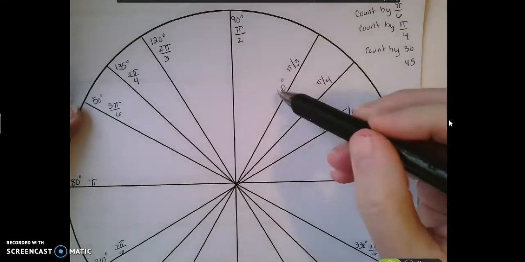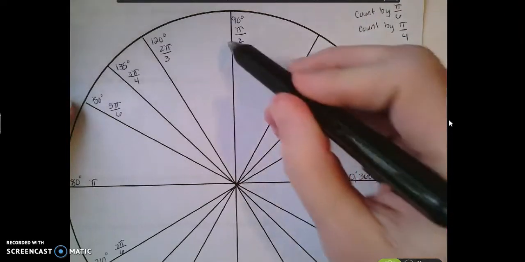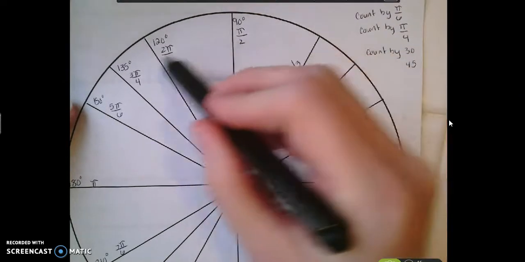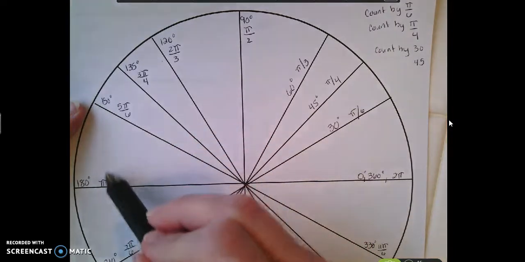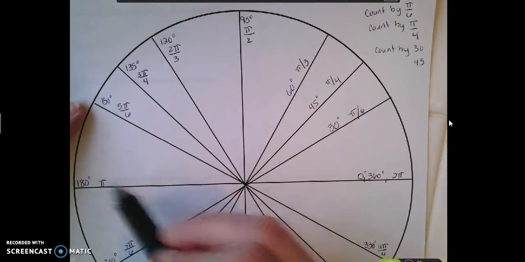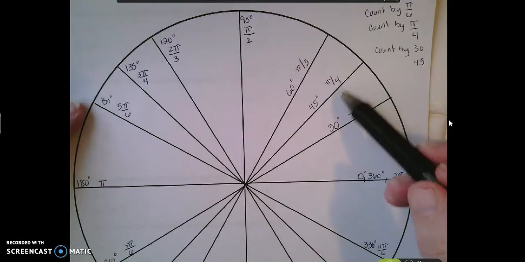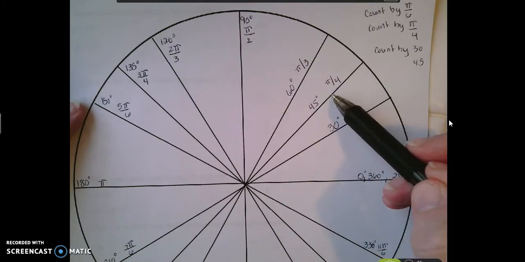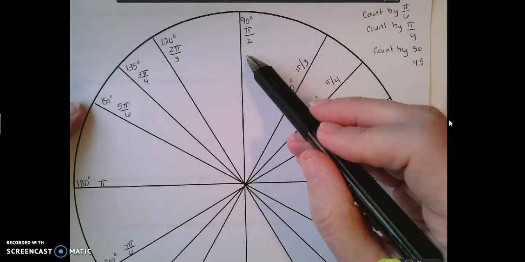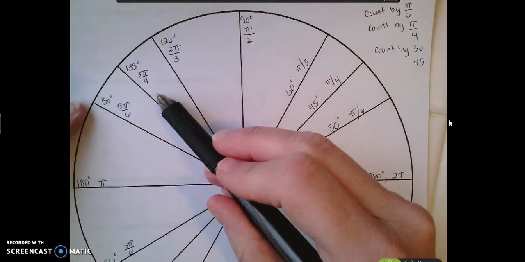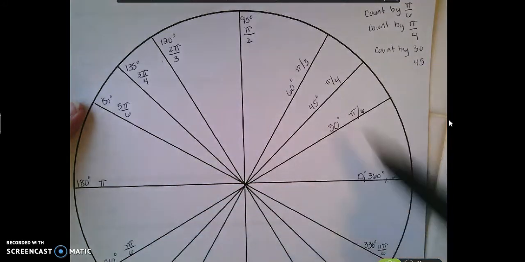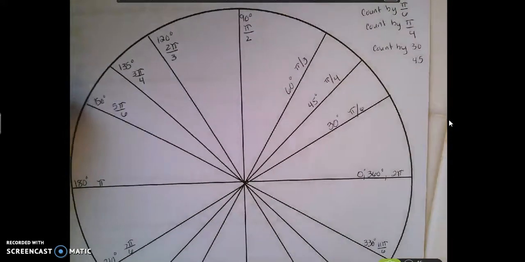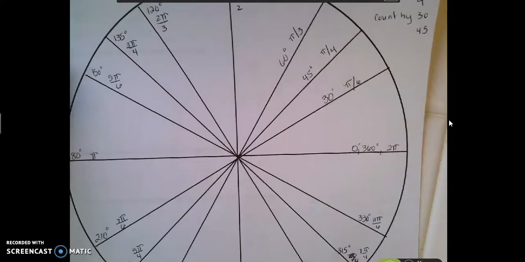So 30 plus 30 is 60, 60 plus 30 is 90, 90 plus 30 is 120, 120 plus 30 is 150, 150 plus 30 is 180. And then count by 45, 0 plus 45, 45 plus 45 is 90, 90 plus 45 is 135, 135 plus 45 is 180. So this is a circle you're going to have to memorize, and we will definitely have a quiz on this coming up.